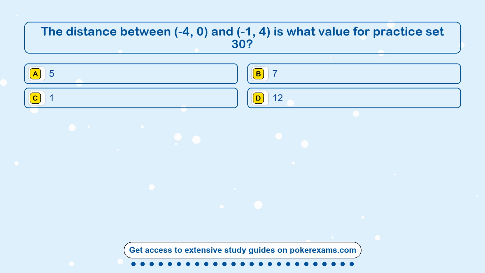Question 16. The distance between (-4, 0) and (-1, 4) is what value for practice set 30? Option A, 5. Option B, 7. Option C, 1. Option D, 12.